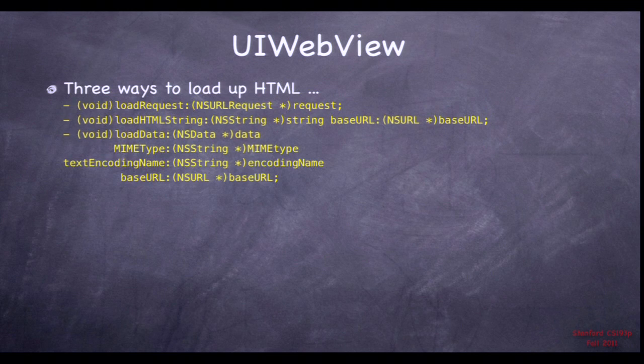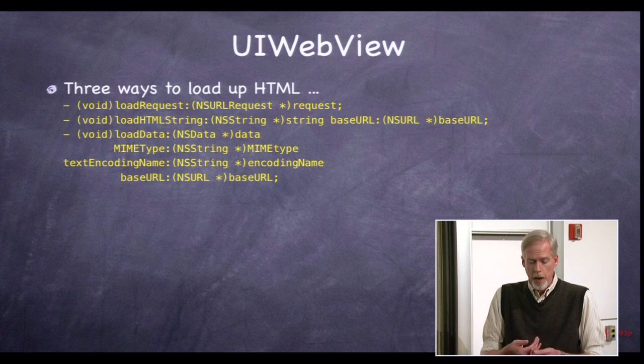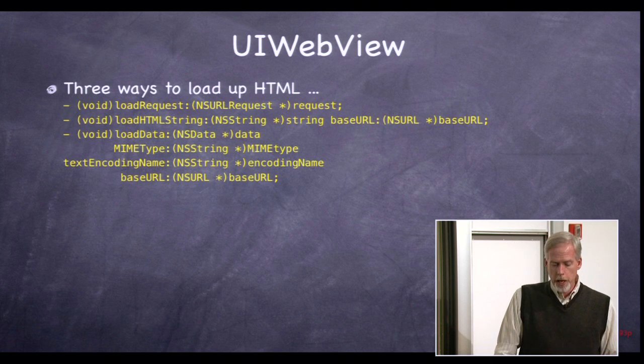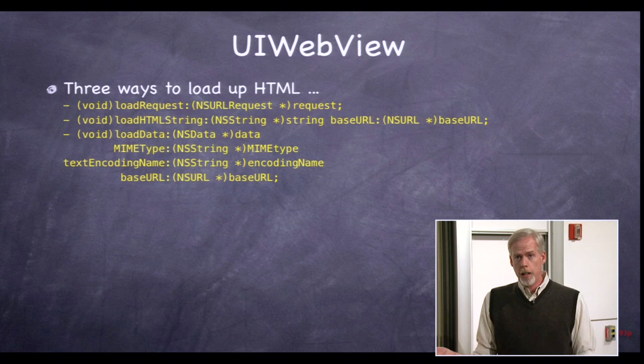You load up the HTML. You have one of these 3 methods to do it. You can either just give it some HTML as a string, something you have embedded in your app. Just give it the HTML and it'll show the HTML. You can ask it to load data of a certain MIME type, like PDFs and things like that.